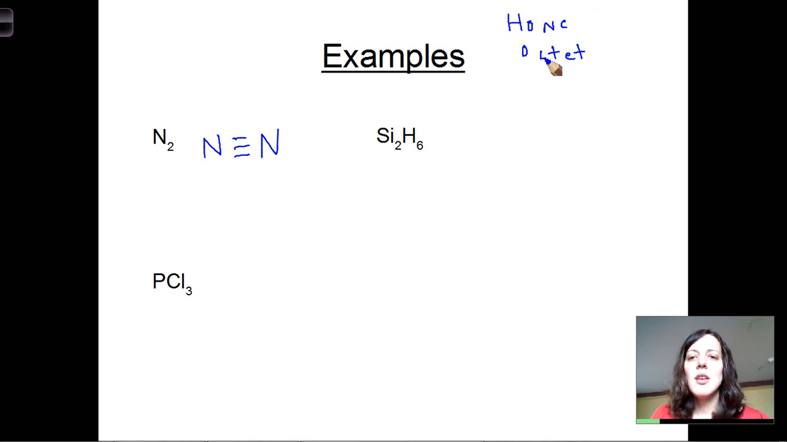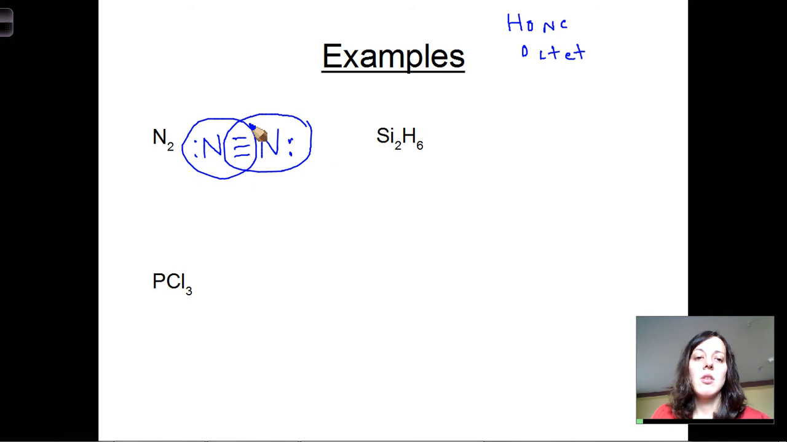Now we need to look at the octet rule. The octet rule is where you're going to fill in lone pairs to make sure that each individual atom has 8 electrons between the shared and the unshared, or the lone pairs. So right now we have 2, 4, 6 electrons going to both nitrogens. So we need to add a lone pair here, which gives this nitrogen 8 electrons, as well as we need to add another lone pair over here, which gives that nitrogen 8 electrons.